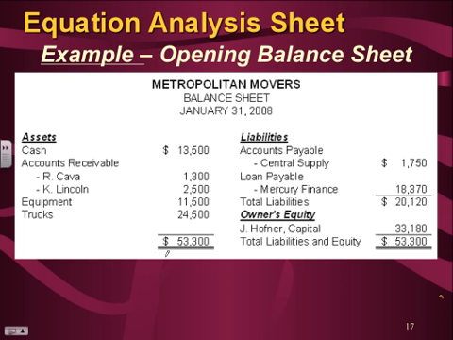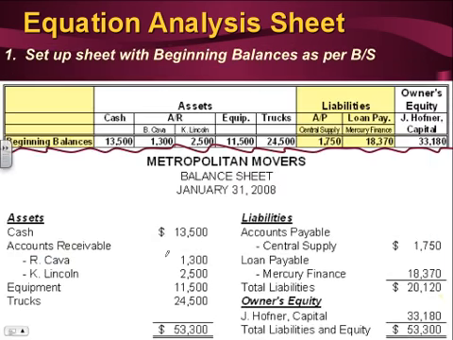So here is an example of a balance sheet. This is Metropolitan Movers balance sheet as of January 31st, 2008. We are going to set up the transaction analysis sheet, or sometimes it's called an equation analysis sheet. Both of those words can mean the same thing. And we're going to set it up with the beginning balances as per our balance sheet.